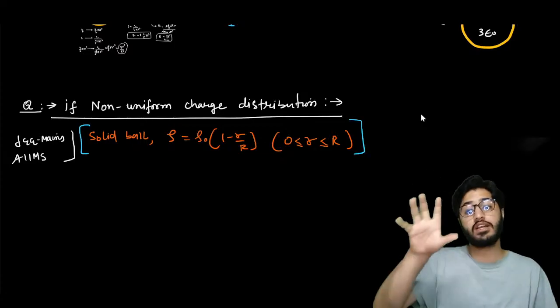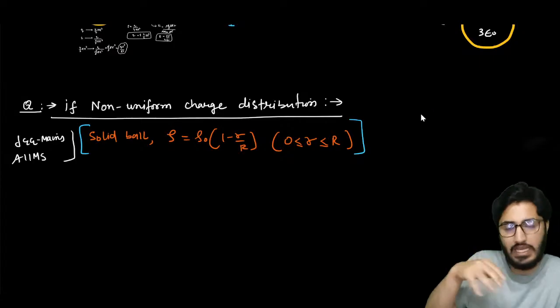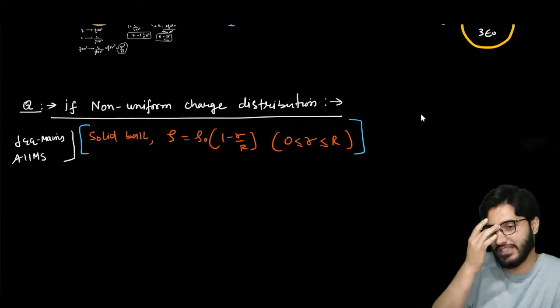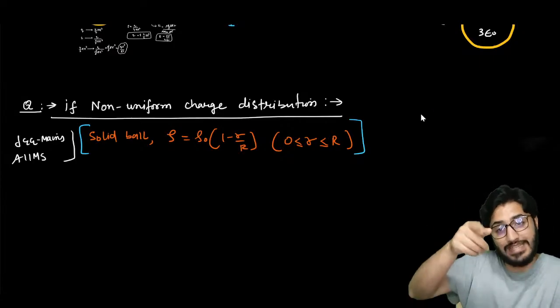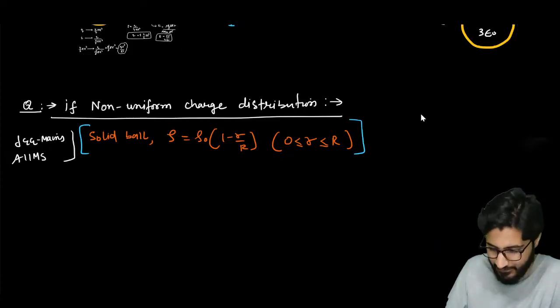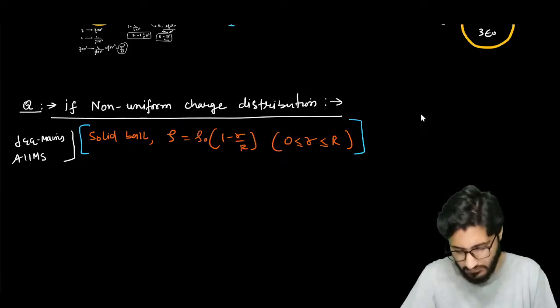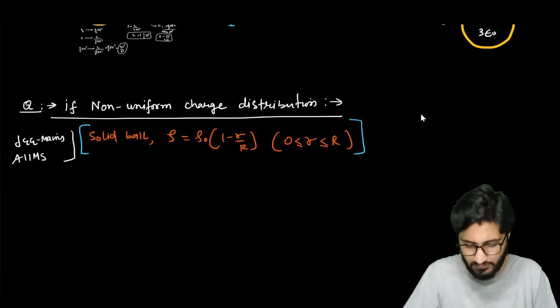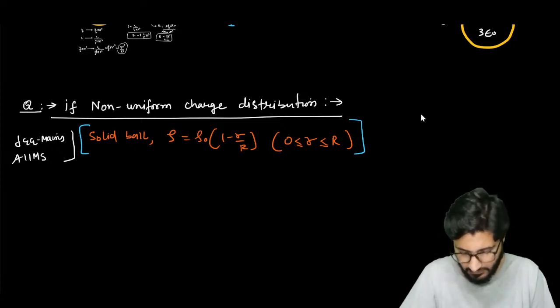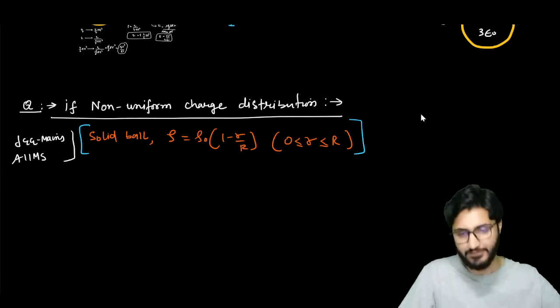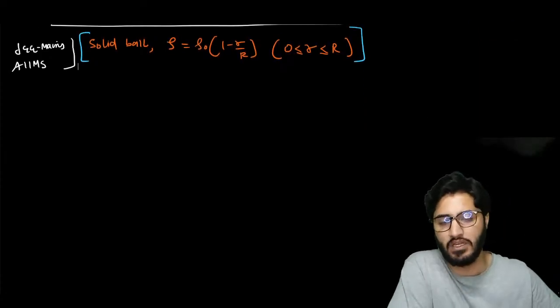We have a solid ball. Inside the solid ball, my density differs, right? Density is not the same. It is rho naught times (1 minus r by R), but only inside. Okay, look, so let's start this numerical.